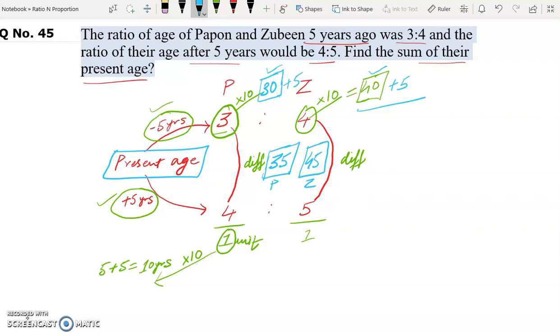Now in this question we need to find the sum of their present age. So the sum would be how much? 35 plus 45 will give us 80 years. And this is our answer.